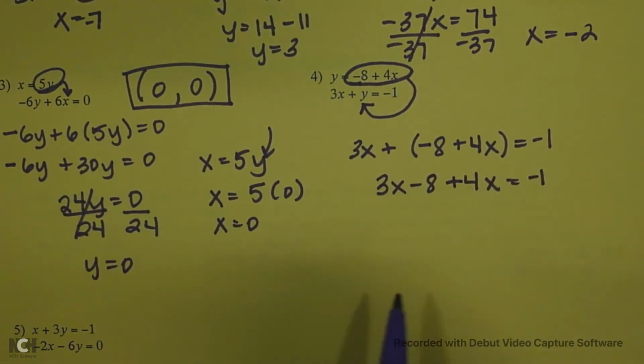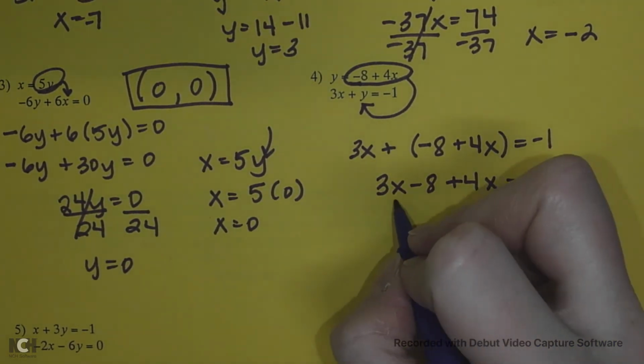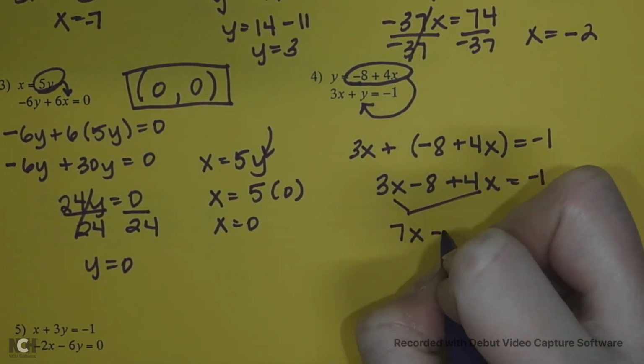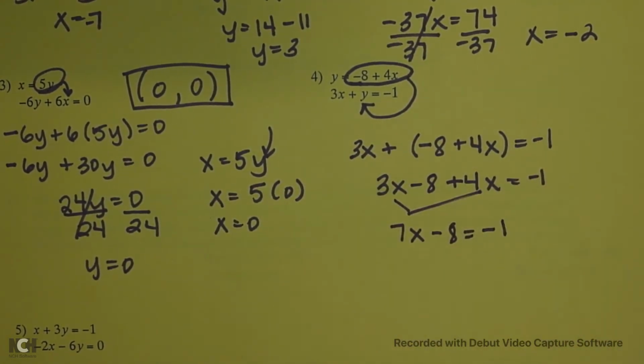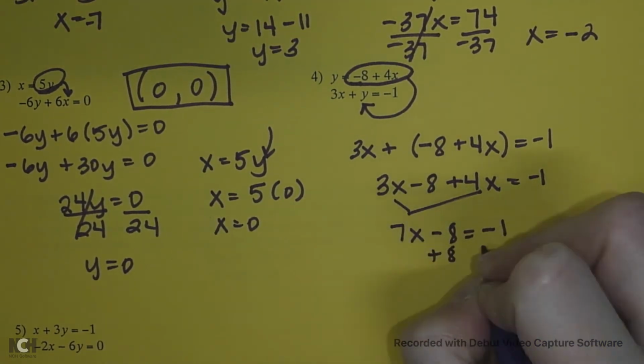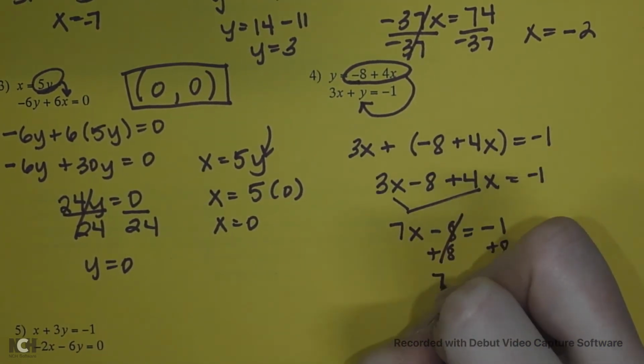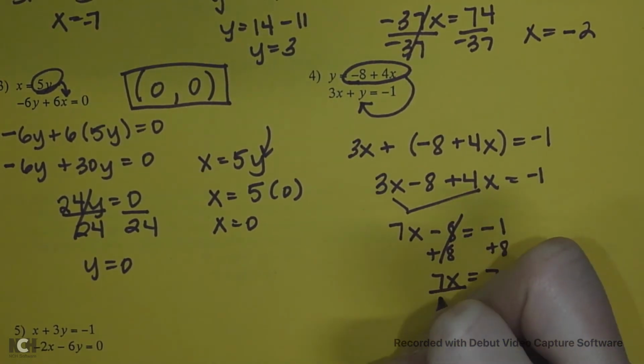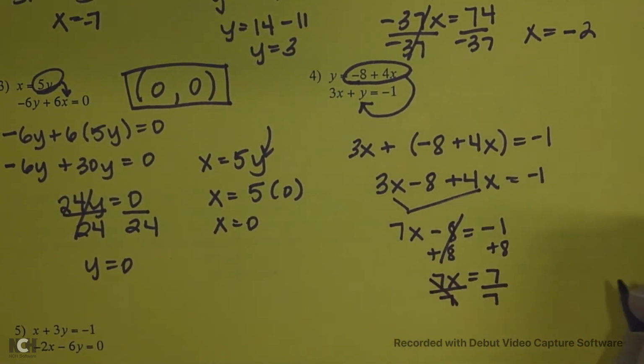Just be careful because sometimes you do have to distribute, just like number 2. Okay, now we solve. If I've got 3 x's and I combine them with 4 x's, now we have 7x minus 8 equals negative 1. We have to get our variable alone, so we're going to add 8 to each side and get 7. Now we have to divide each side by 7, and x is equal to 1.